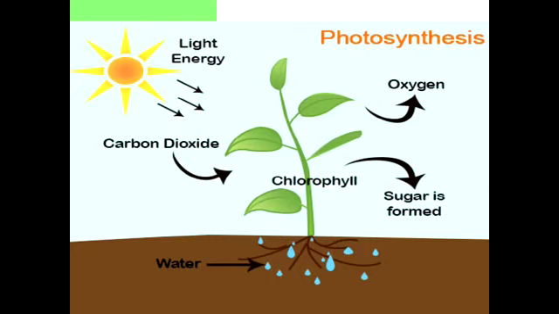Water is reaching the leaf through the roots, and then through the stem it is traveling and reaching the leaves. Now in the leaves all the raw materials mix together to form food, which is sugar. What are the raw materials? Light energy, carbon dioxide, water. They all mix together in the presence of chlorophyll to form sugar, and oxygen is released. And this oxygen we breathe in. So plants give us oxygen and prepare their own food by this process known as photosynthesis.